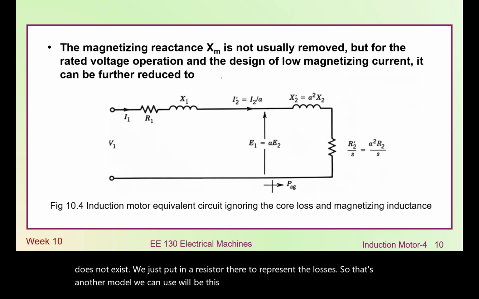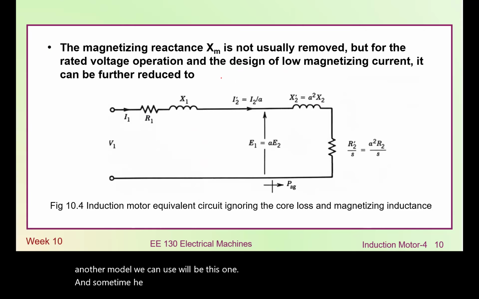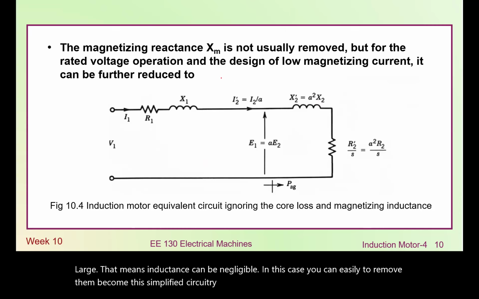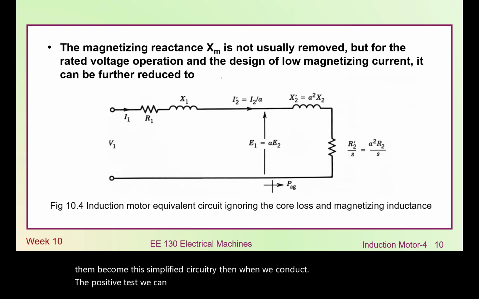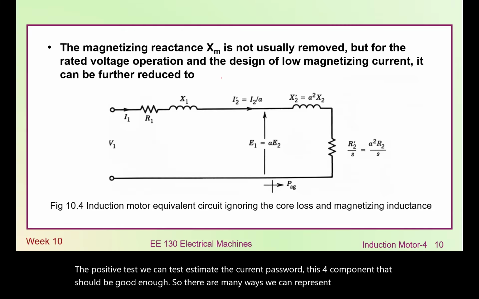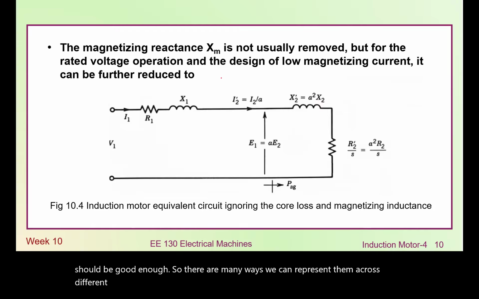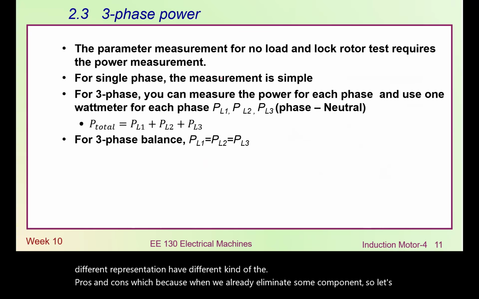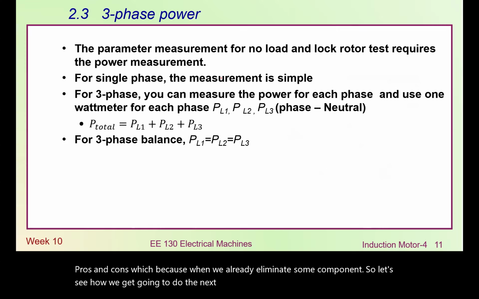Sometimes, if the magnetizing inductance is quite large, that means its current can be negligible. In this case, we can remove it and become this simplified circuit. Then when we conduct the short circuit test, we can just estimate the current passing through these four components. That should be good enough. So there are many ways we can represent that. Of course, different representations have different pros and cons, because we have eliminated some components. So let's see the next part, how we calculate the losses.